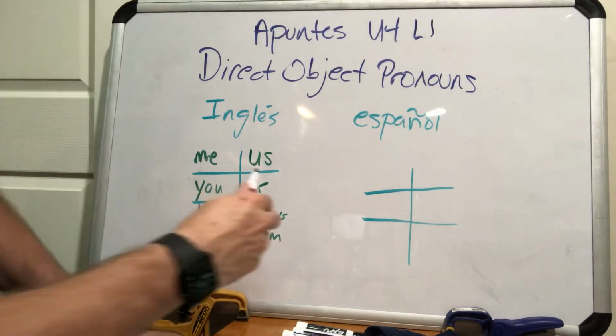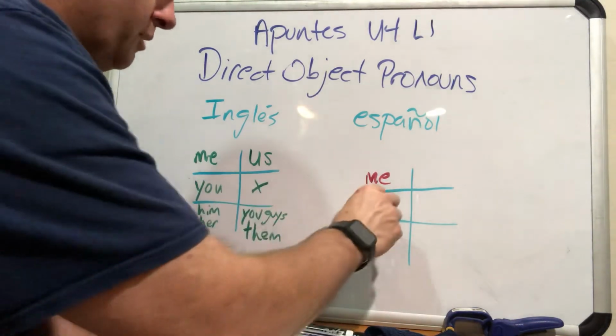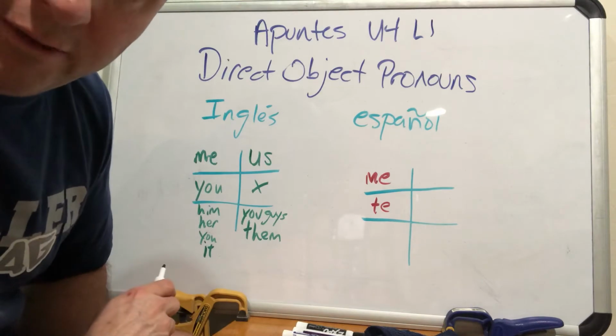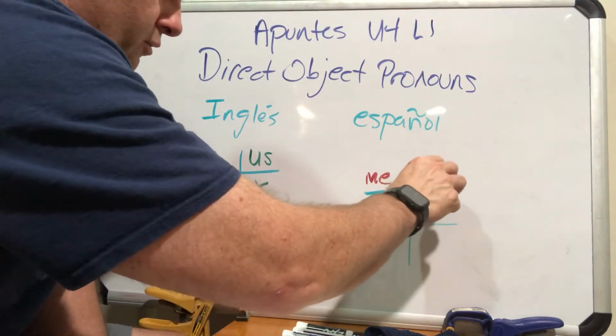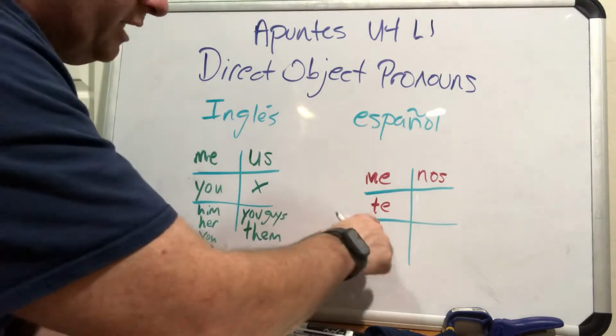And over in Spanish, for me, we have me. For you, we have te. I think we've seen these before when we did gustar, right? So we had me, te, and nos. Those three, you'll see those all the time. Those don't change when we do pronouns in Spanish. But down here is a little different.